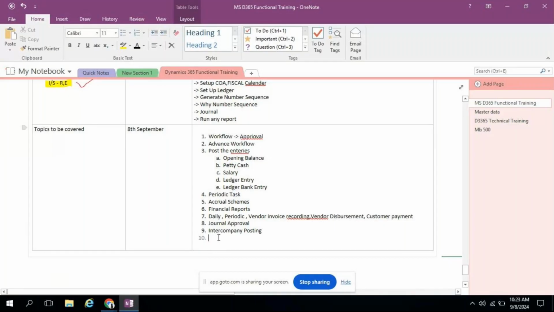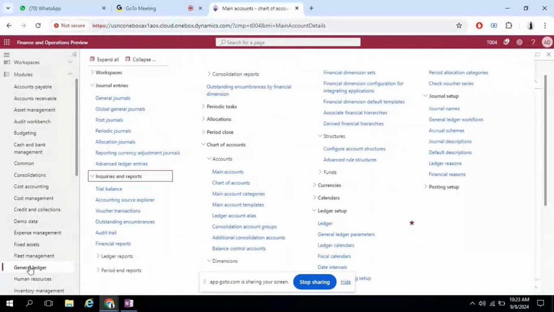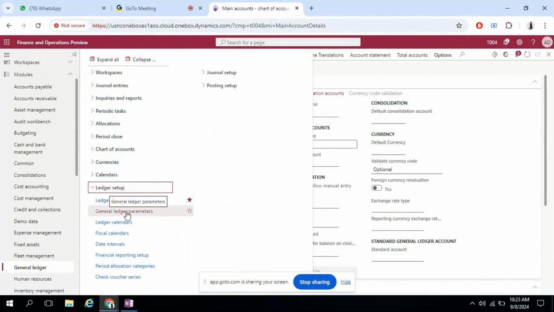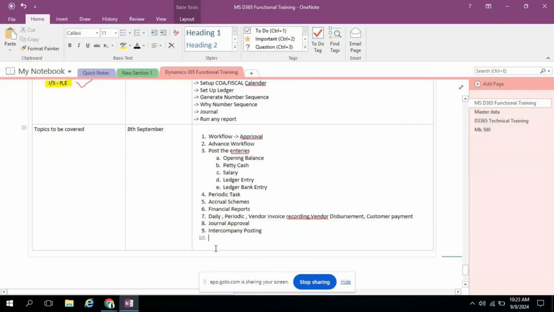Let me check the module first. Inside the general ledger, we are working with the ledger setup. So I will take the general ledger parameters and posting setup. I will also take the account for automatic posting today. Okay, so these 10 topics I will try to cover.